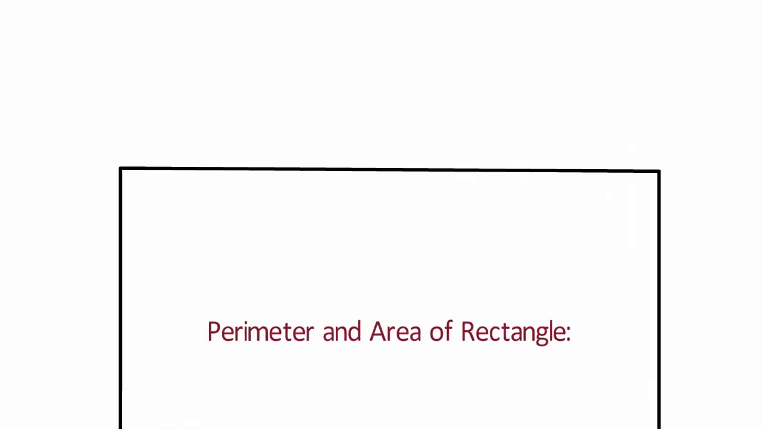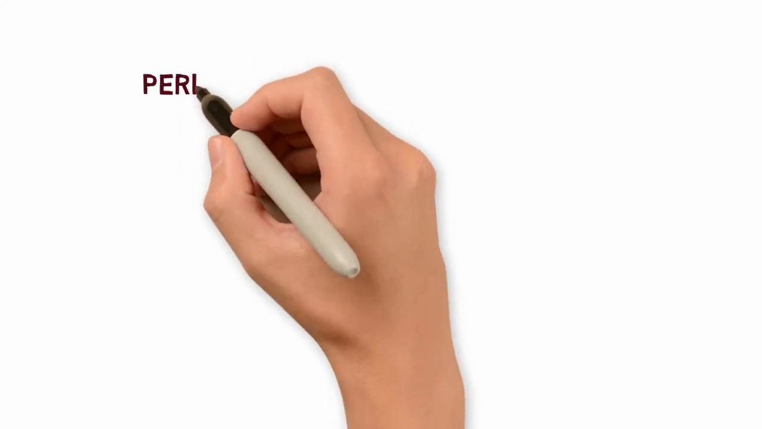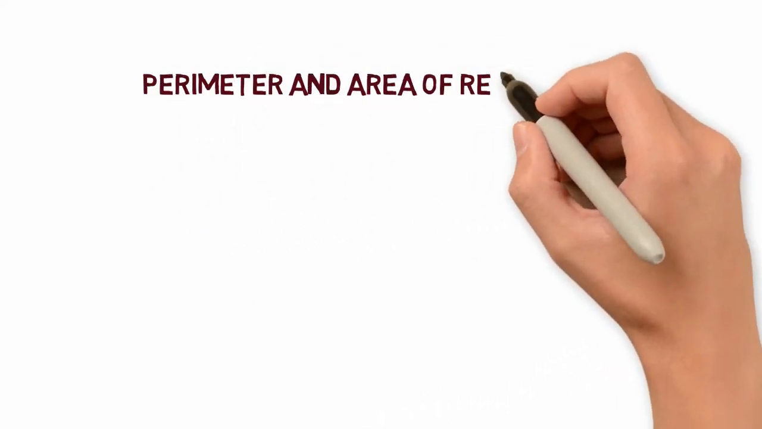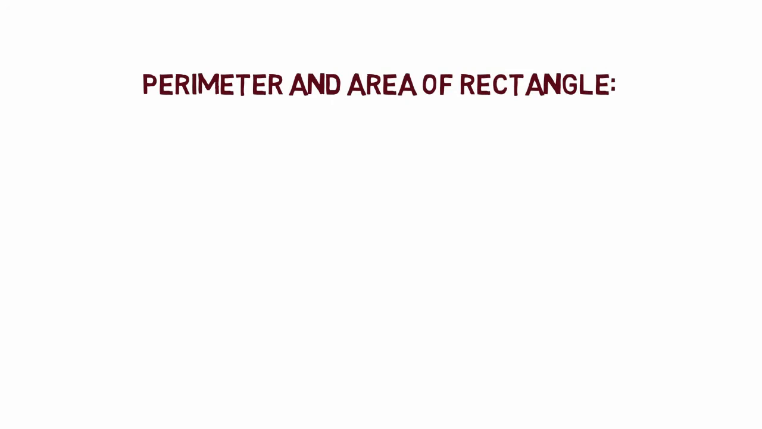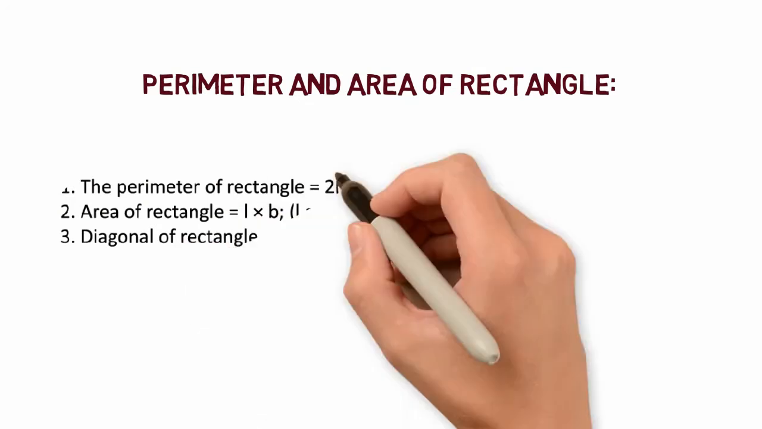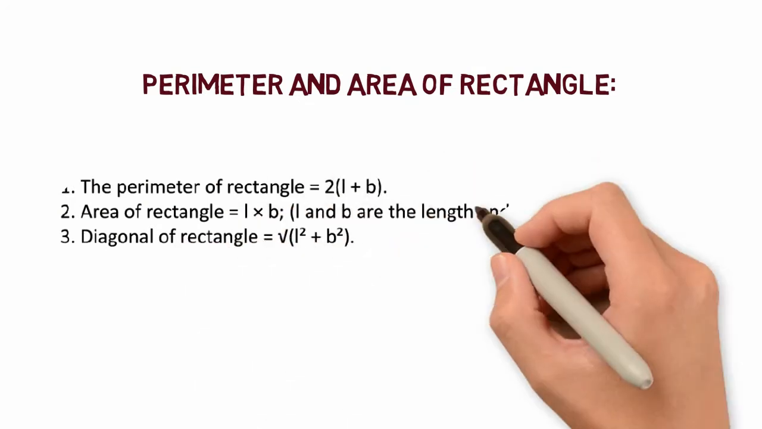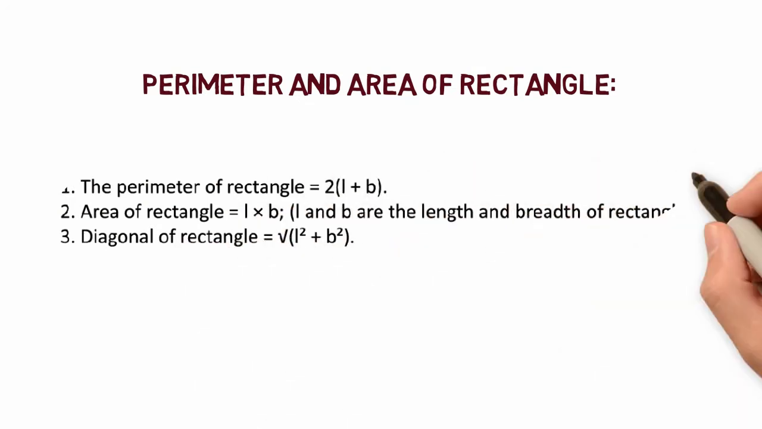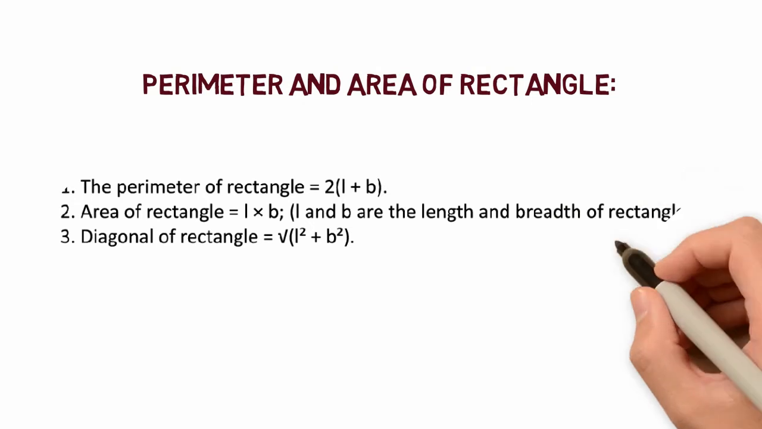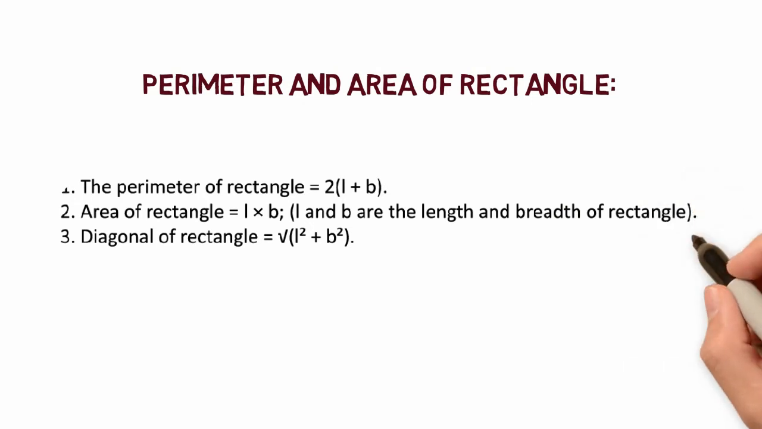Perimeter and area of rectangle. The perimeter of a rectangle equals 2 times (L plus B). Area of a rectangle equals L times B. L and B are the length and breadth of the rectangle. Diagonal of a rectangle equals the square root of L square plus B square.